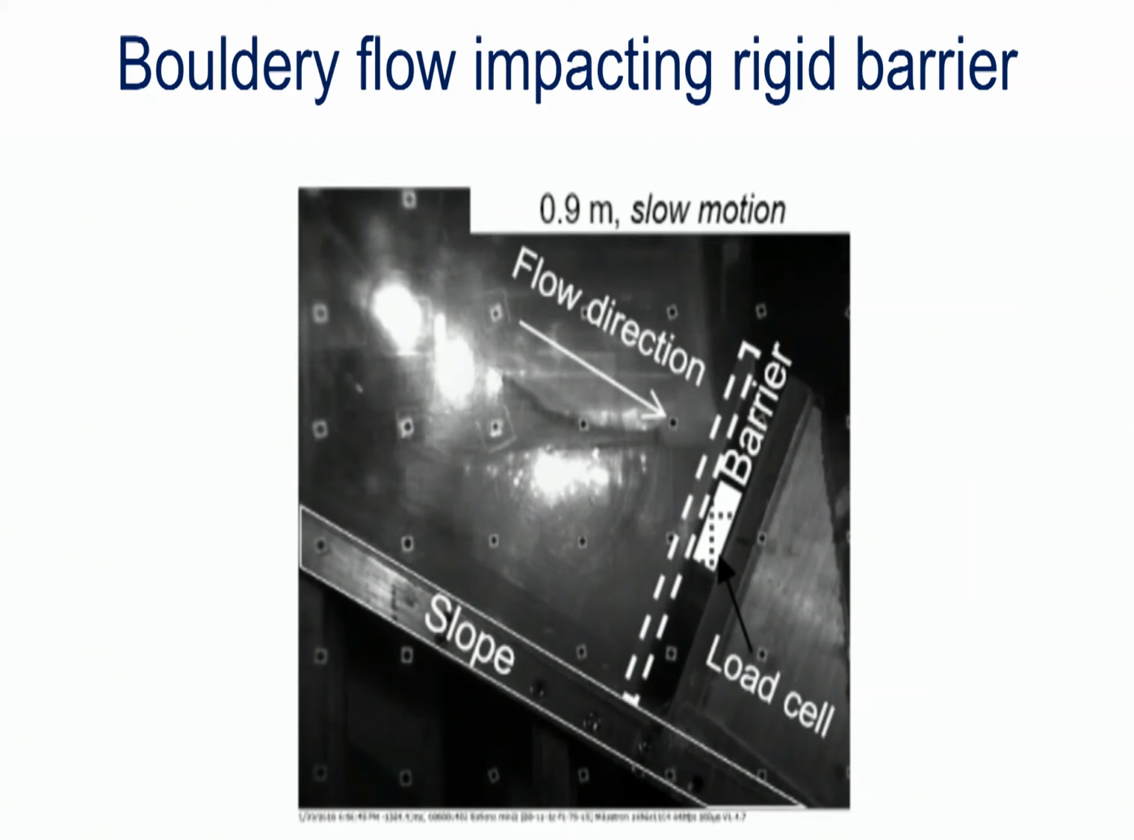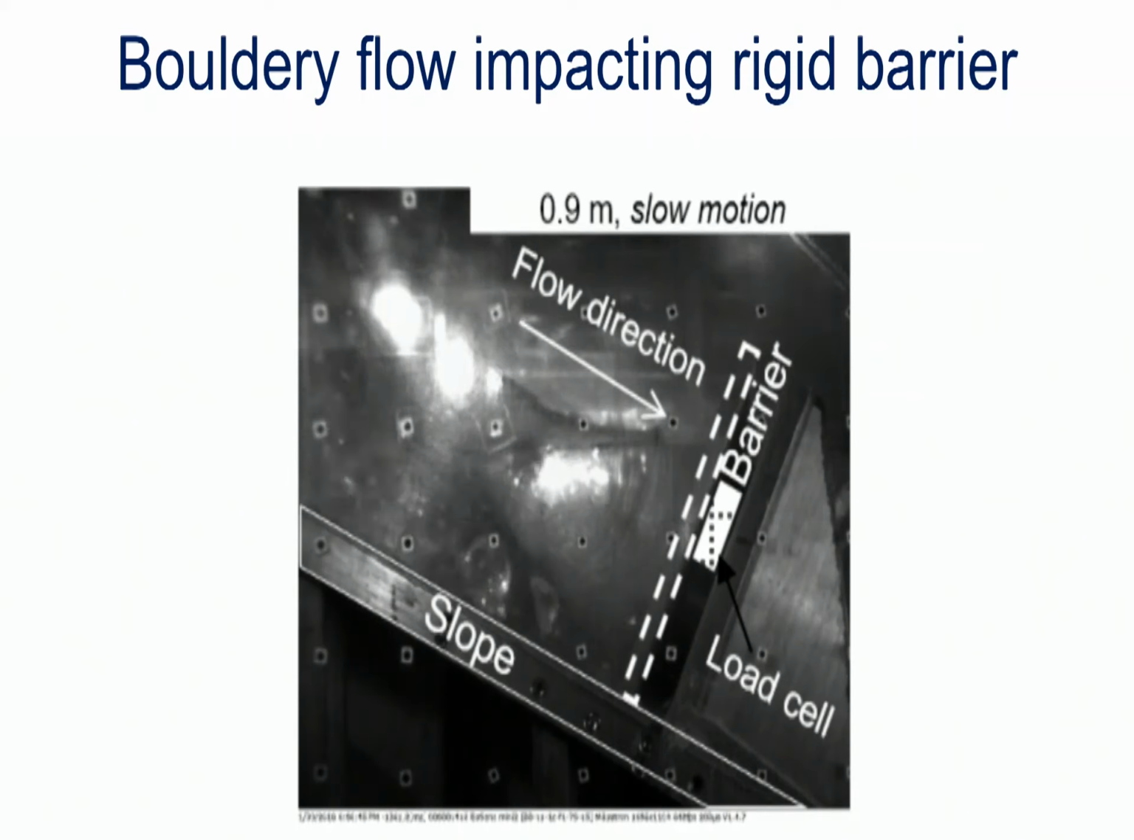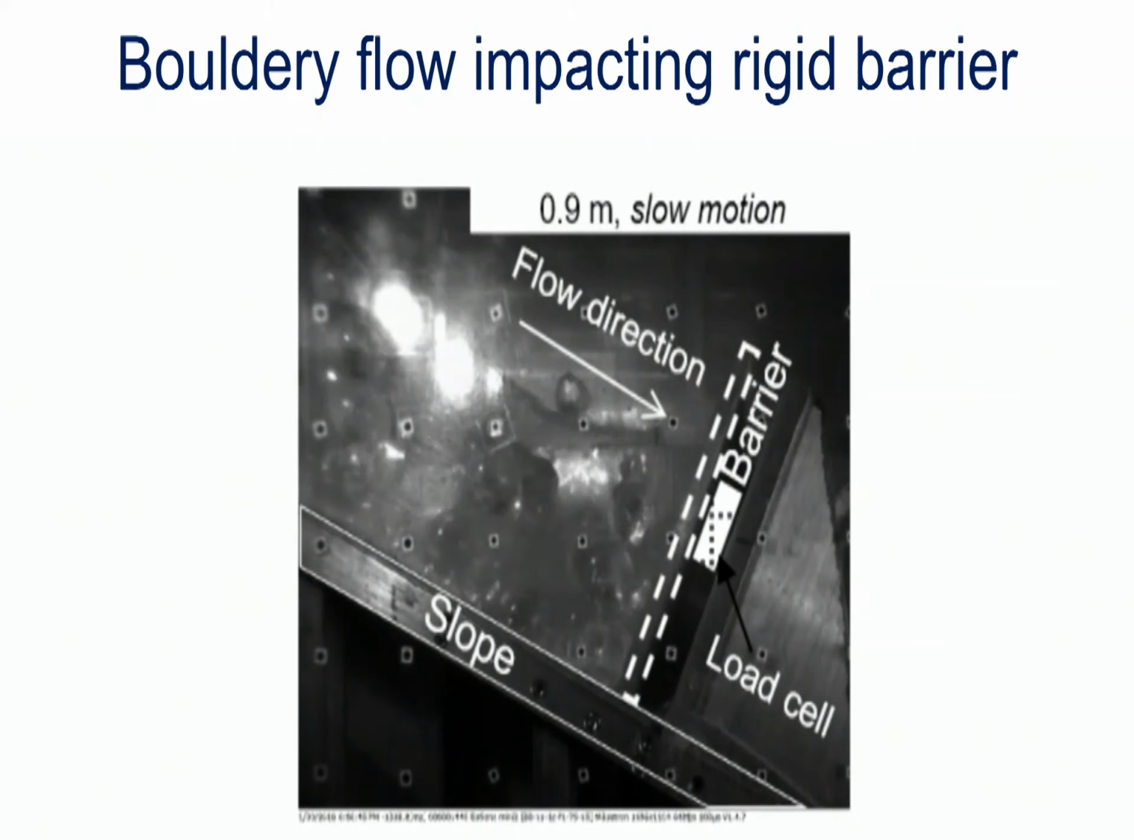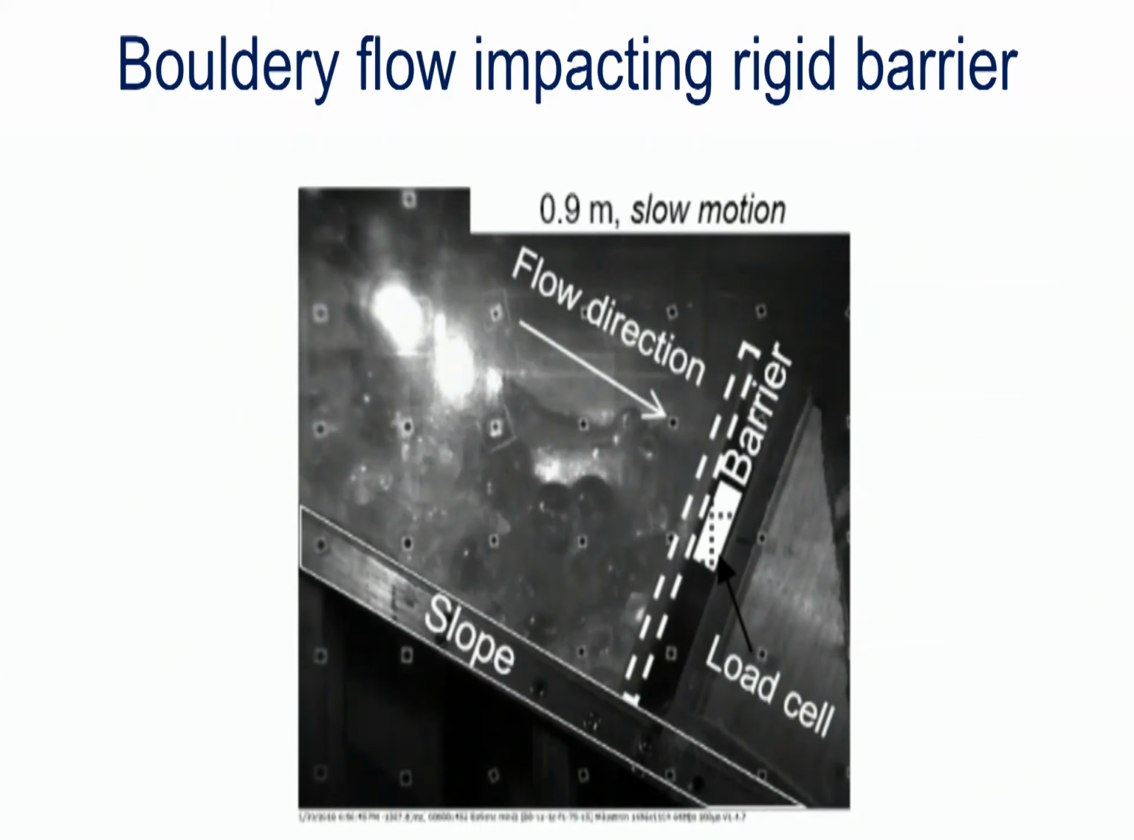This video shows a bouldery flow with a prototype particle diameter of 0.9 meters impacting the model rigid barrier. As the flow front impacts the barrier, a highly collisional flow behavior is observed.